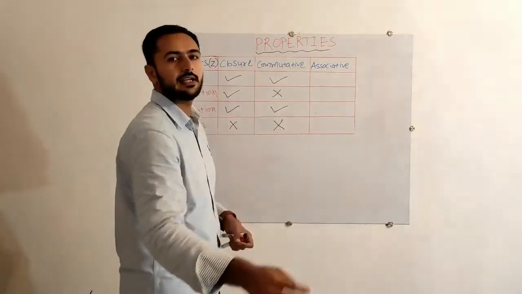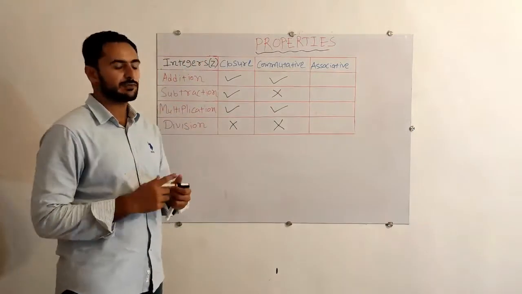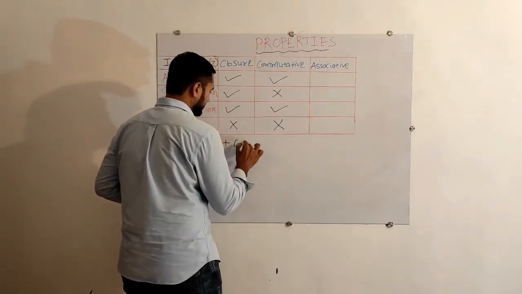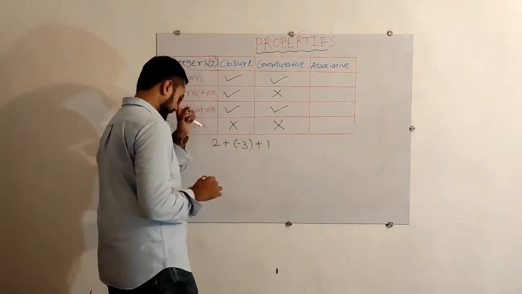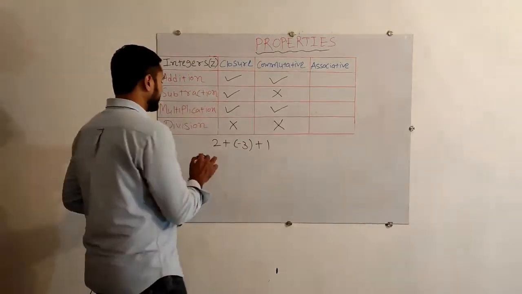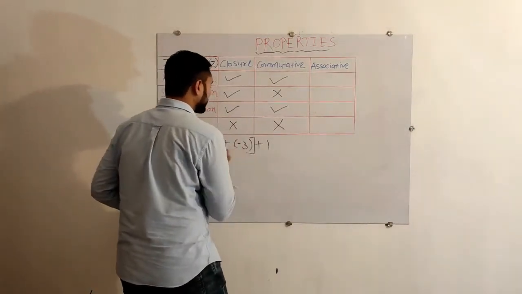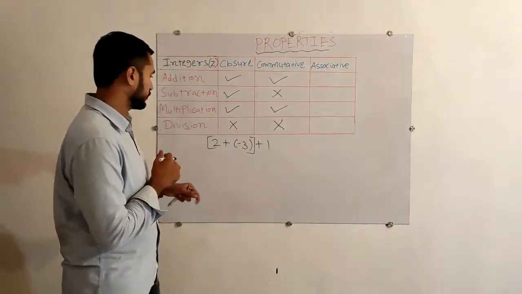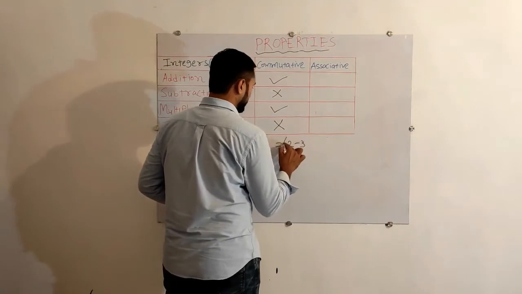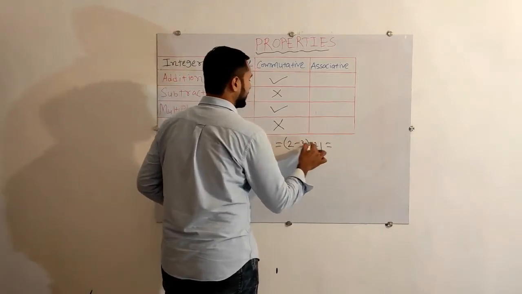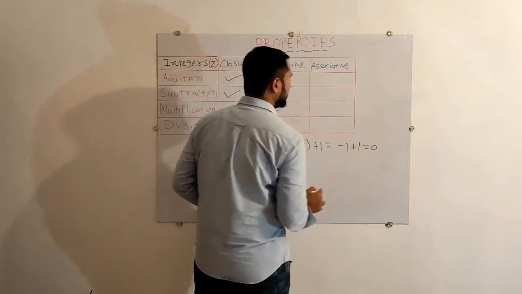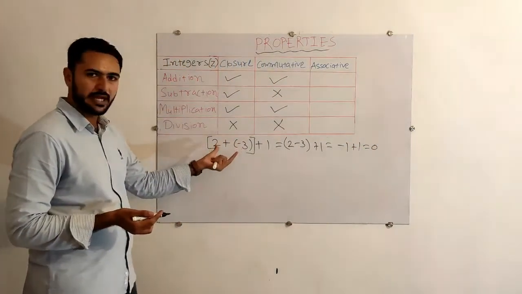It means we will select any three numbers from the integers, like 2, minus 3, and 1. Now it's the associative property, so I have to create a group for any two numbers. This is the group. First of all I will solve this bracket. So that is 2 plus (minus 3 plus 1). It means this is minus 1 plus 1. Answer is 0.